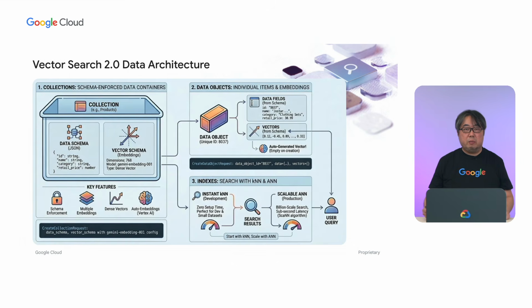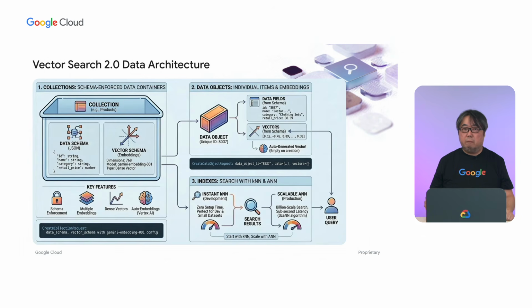In VS2, we have introduced new concepts called collection and data objects. A collection is like a table in relational databases, where you define the data schema of each field like ID or name or category and so on with their data types. And it also defines the vector schema, like how many dimensions, like 768 dimensions for these embeddings, and what kind of embeddings you want to generate with that vector.